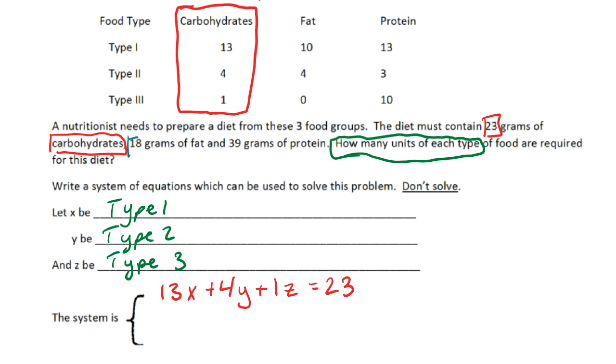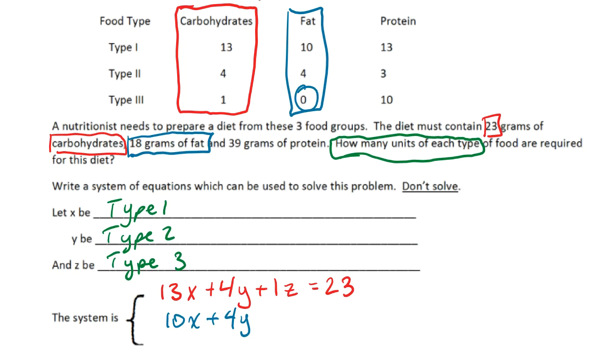All right, let's look at the fat next. So we know it's 18 grams of fat, so we're going to look at the fat column now. We have 10 times type 1, which is x, plus 4 times type 2, which was y. Then there's no z's in this case, right? Because it's 0. So we don't have to put z at all. It's just equal to 18.